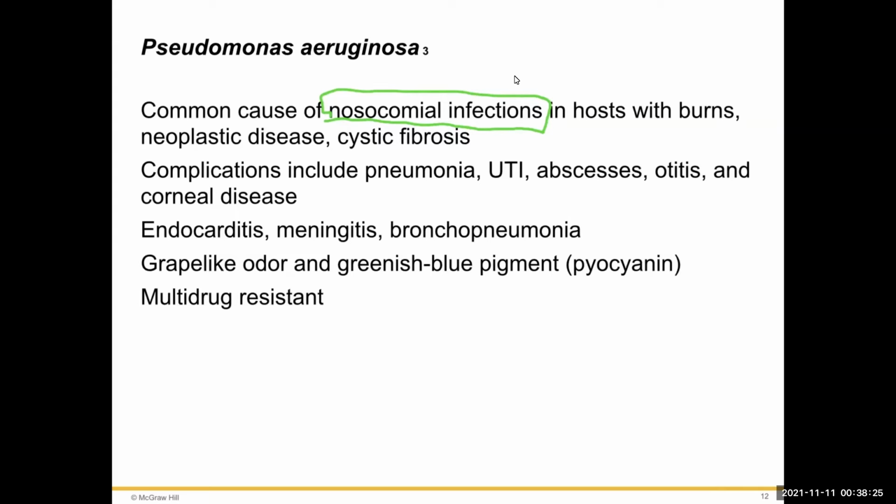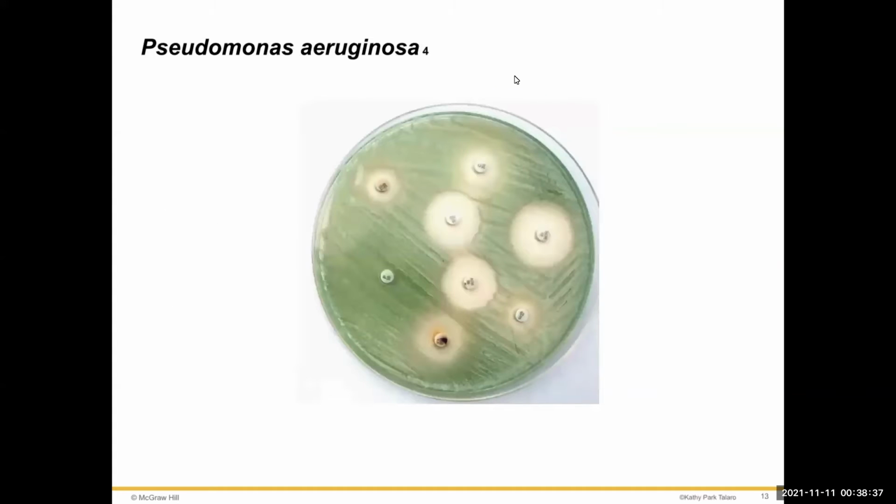Endocarditis, meningitis, bronchial pneumonia. It has a grape-like odor and a greenish-bluish pigment, which is pyocyanin, and it's multi-drug resistant. Okay, it's kind of hard to treat those things. Pseudomonas aeruginosa, that's what they look like on the agar plate, and you see the ring around each one of the colonies.